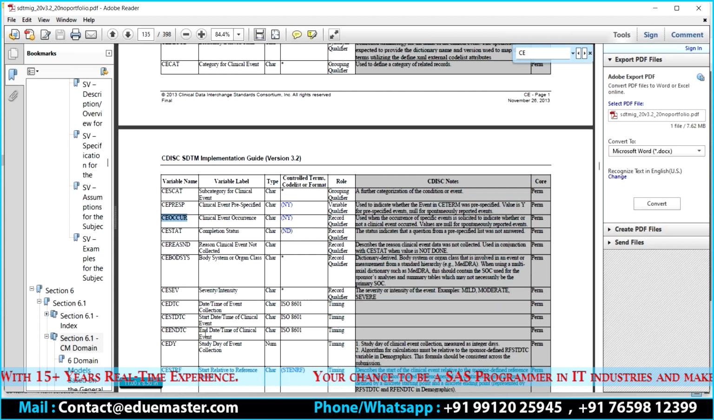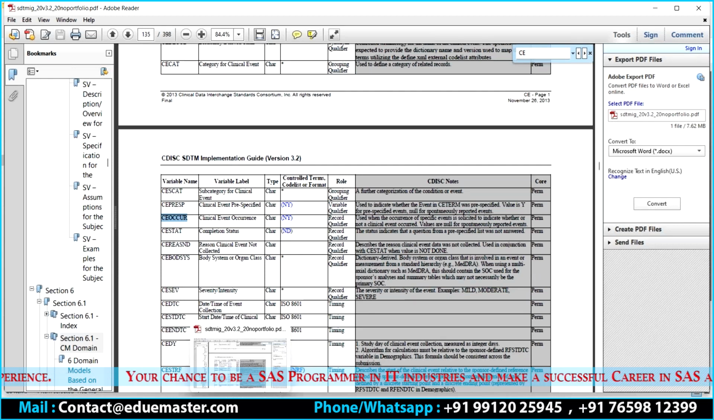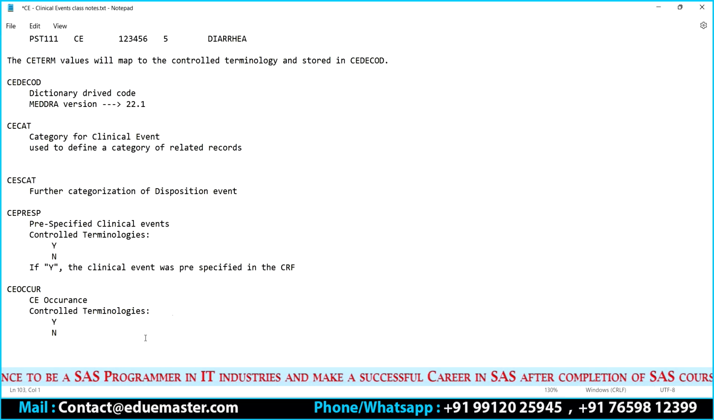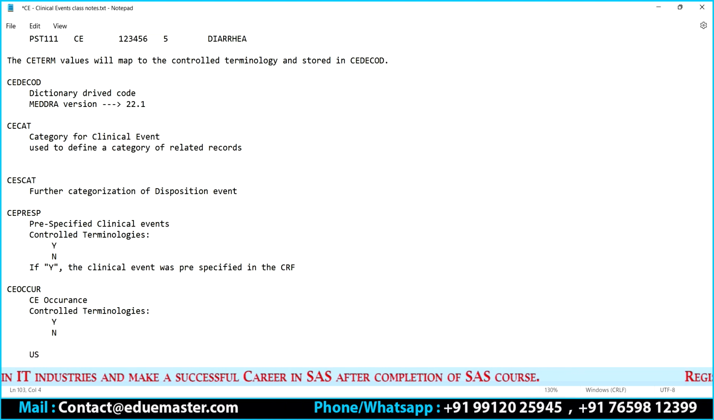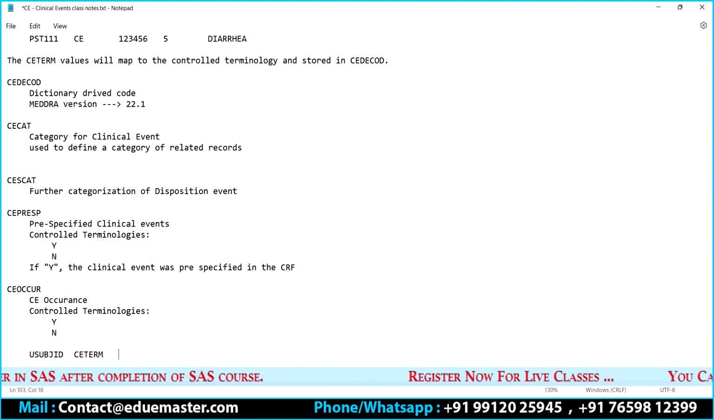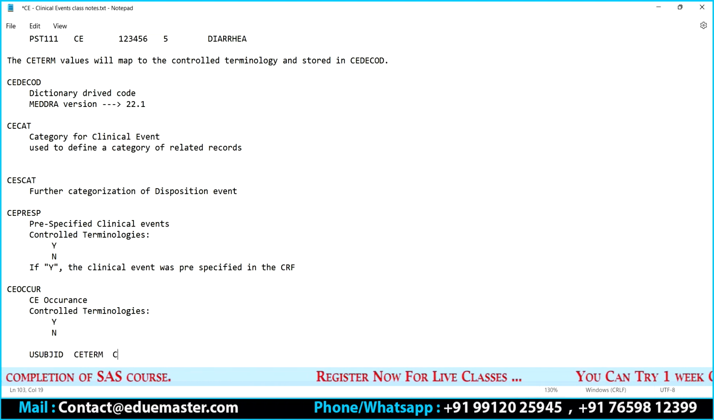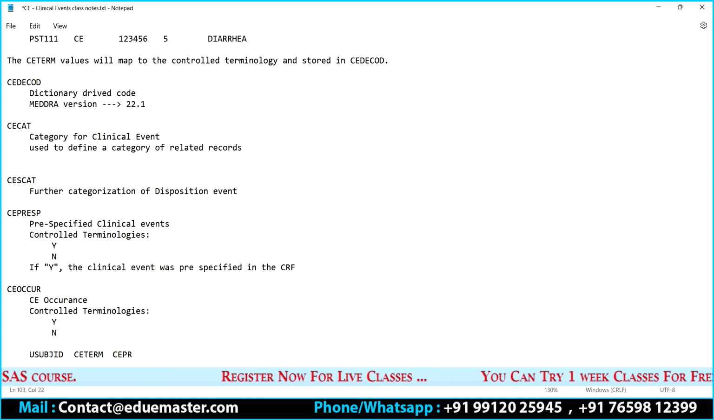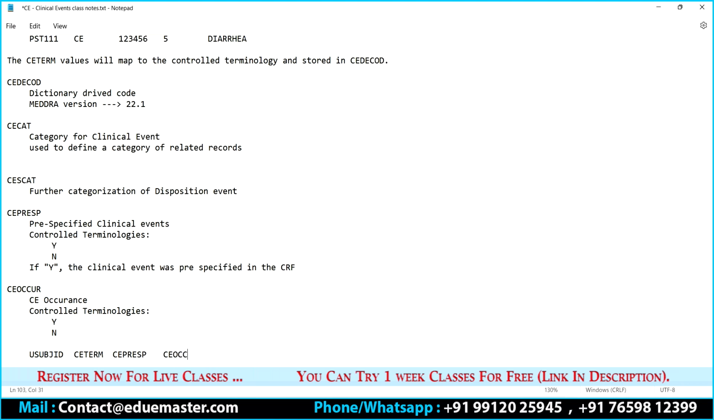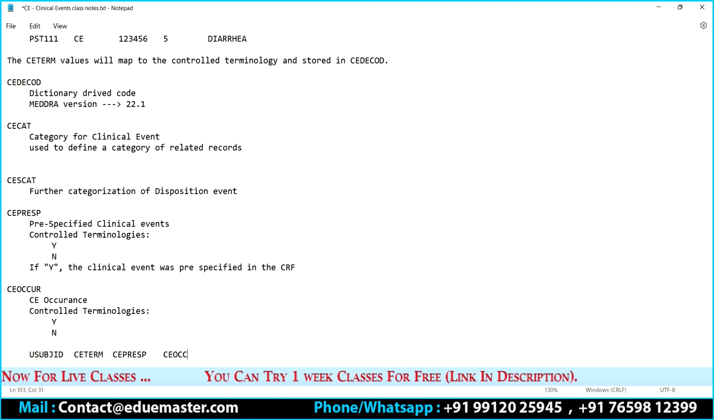Okay. So after the CE occurrence, the next thing we are going to discuss... If you want an example for this particular one, Murli, how do I understand this? Let's say you can just go with one of the unit subject IDs. Then go with your CE term and see whether it is a pre-specified event or not, right? And let's say CE occurrence. What is the CE occurrence?